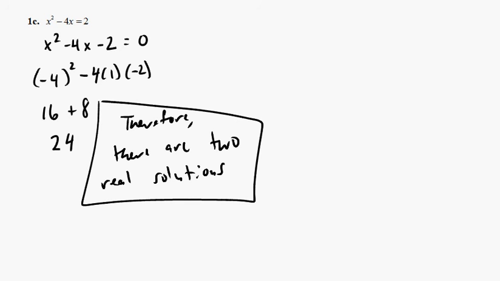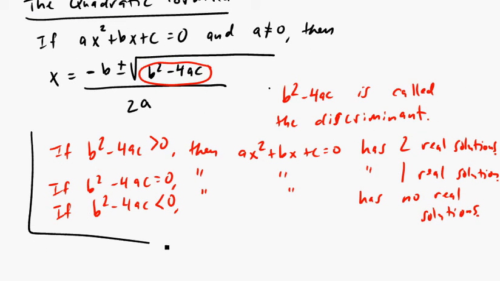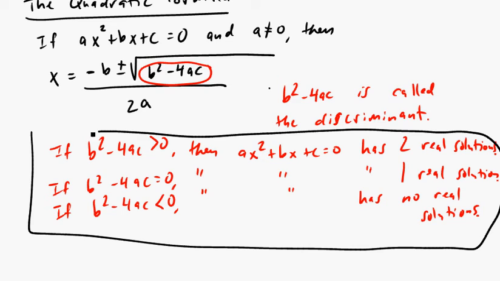Again, just to recap, if the discriminant is positive, the equation ax squared plus bx plus c equals 0 has two real solutions. If the discriminant equals 0, there's one real solution. And if the discriminant is negative, the equation has no real solutions.